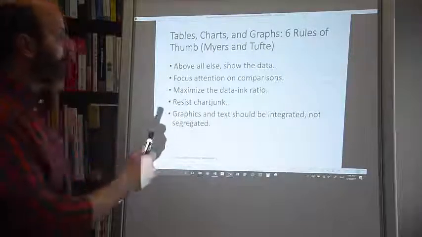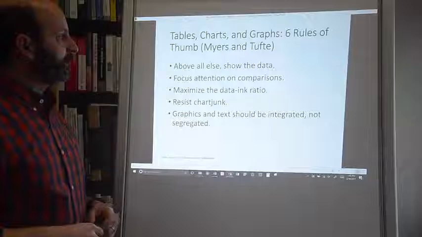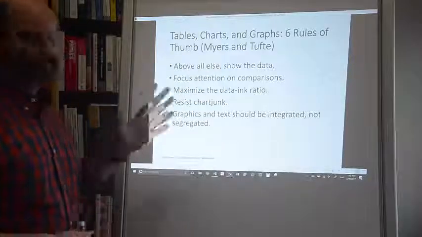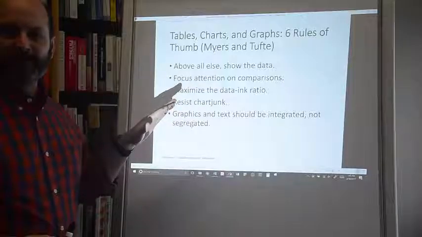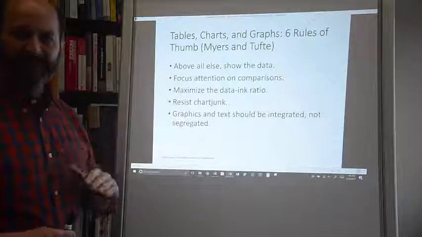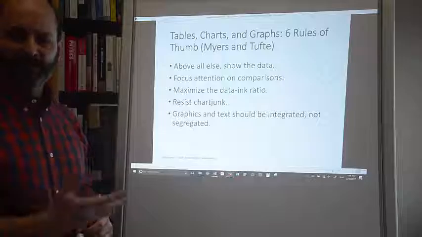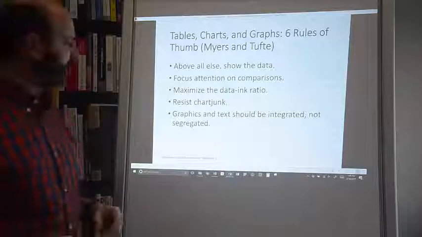Okay, here we're talking about rules of thumb for data. This comes from Myers and Tufte. Six basic rules of thumb. Show the data above all else. Make sure that the data are in the tables, they're in the charts. It's something that people can easily see.